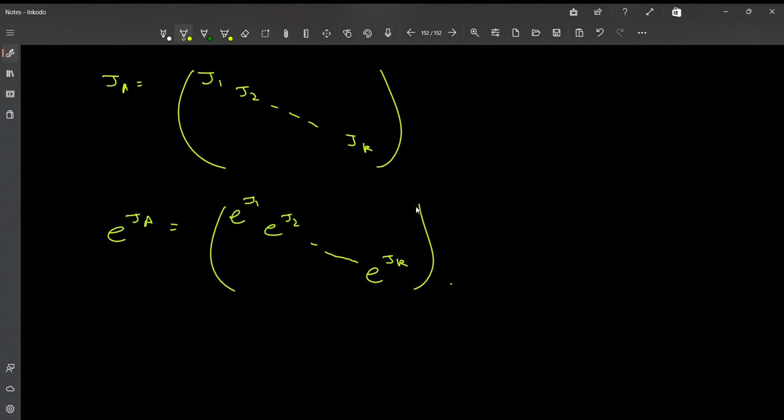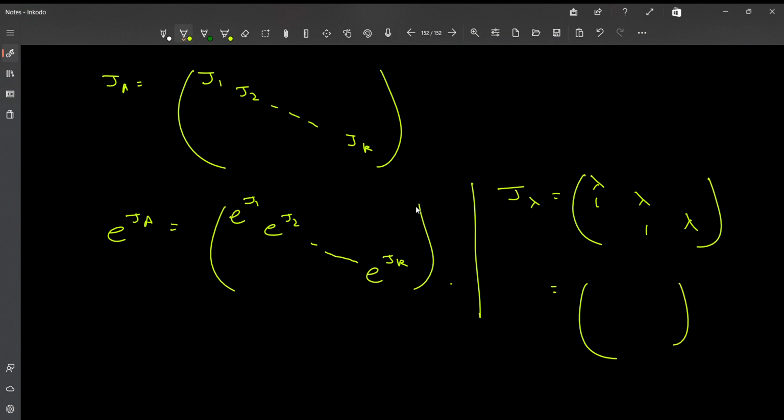Now, suppose we choose a Jordan block, for example J lambda as a 3 cross 3 Jordan block, with lambda on the diagonal and ones above it. Observe that we can write it as the diagonal matrix with lambda, lambda, lambda plus the matrix with entries 0, 1, 0, 1, 0. Observe that these two commute.